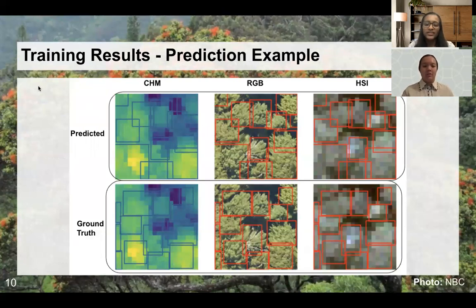So here is a set of visualizations for our predicted bounding boxes versus the ground truth bounding boxes for all three of our different data types, CHM, RGB, and HSI. As you can see here, a lot of our bounding boxes closely match the tree crowns in the image and are very similar to the ground truth hand annotated image that's visualized below, almost as if our predicted bounding boxes were annotated by a different person.